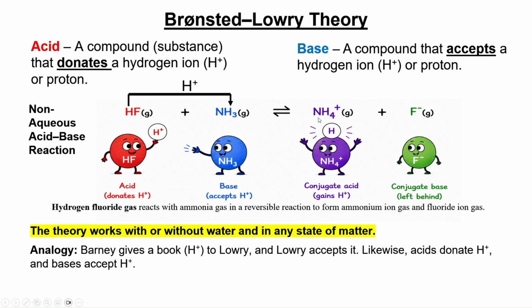In this chemical equation, we can see hydrogen fluoride gas donating a hydrogen ion to the ammonia base. Our products include the ammonium ion and the fluoride ion. Ammonium is considered the conjugate acid because the species is formed after the base gains a hydrogen ion.